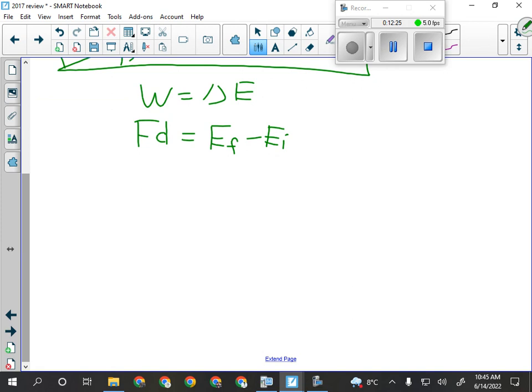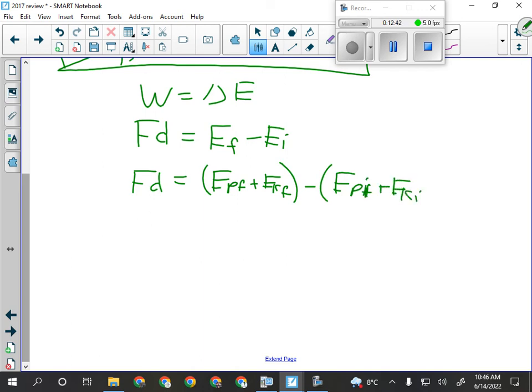Okay, so I'm going to expand this out so that it looks like this. Right, I'm going to have EP final plus EK final minus, okay, EP initial plus EK initial. Now, this is what? Not relevant, because it's zero. You're at the bottom of the ramp. You don't have any initial potential energy.